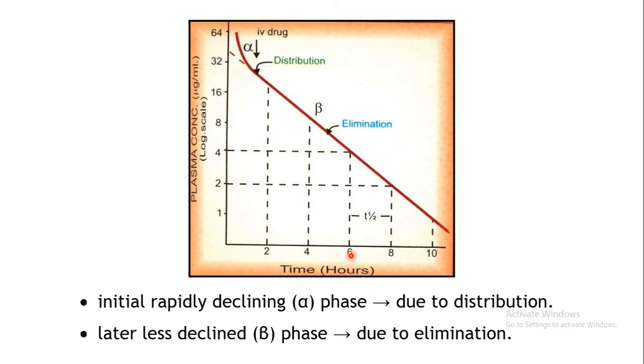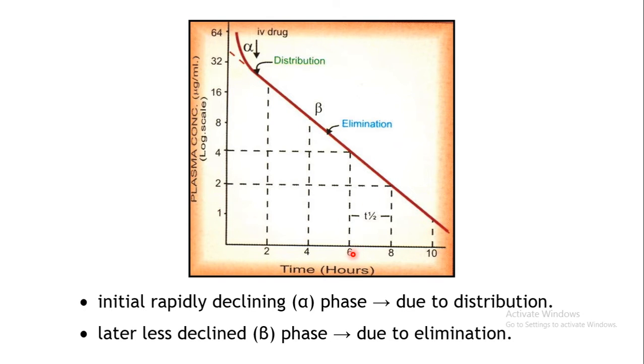Then again, from 6 hours to 8 hours. After 8 hours, what has happened? From 4, it has come down to 2 micrograms per ml. So again, it has halved. Okay. From 8 to 10, if you can see, the plasma concentration has again halved. From 2, it has become 1. Okay.